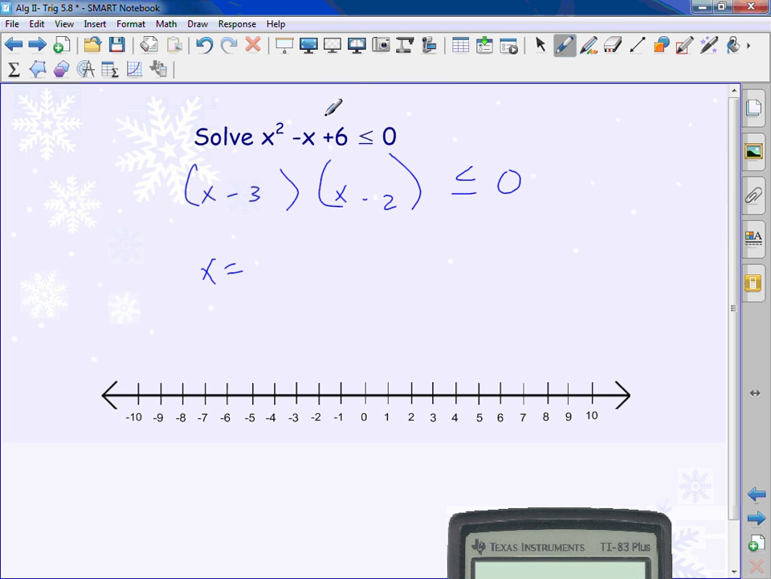What does this tell me? They have to have the same sign. They have to have the same sign that multiply to get me 6, but when I put them together, get me a -1. Can I factor this one? No. This one cannot be factored. We tried.